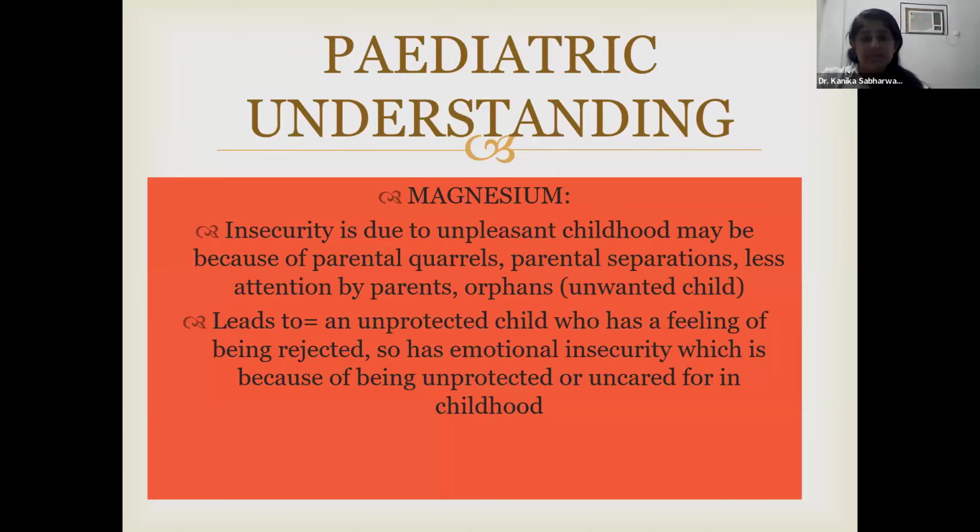Now, what does this lead to? It causes the development of an unprotected child who feels, I have been rejected. My parents left me with a caretaker, with a nanny in a daycare. They rejected me and they went to work. Or it really has happened that there's a separation and only one parent has got custody. So these magnesium people develop a feeling of being unprotected and uncared for in childhood, when they needed it the most.